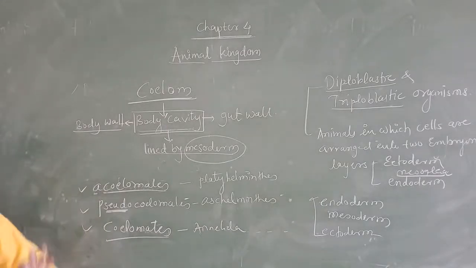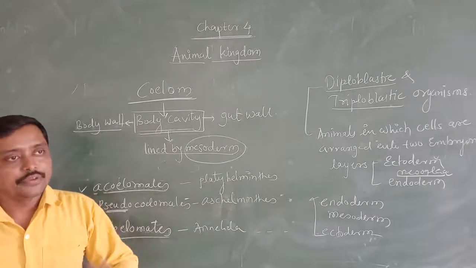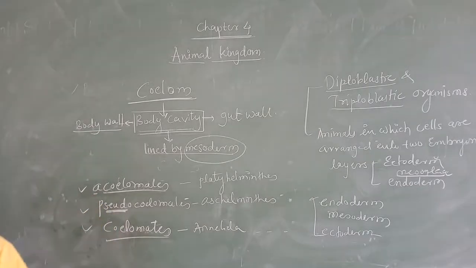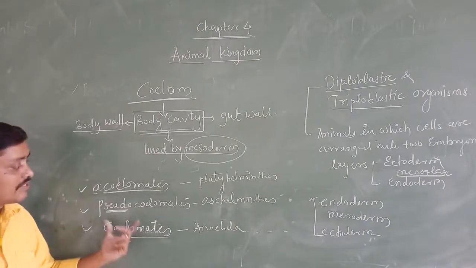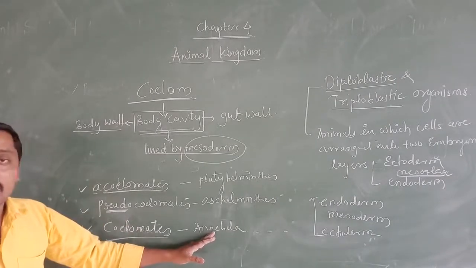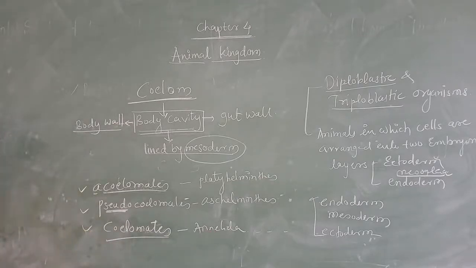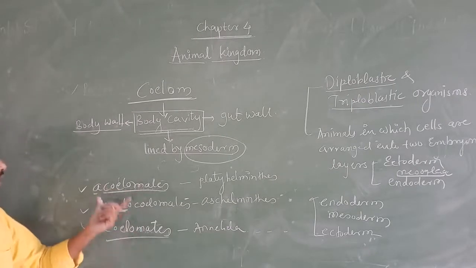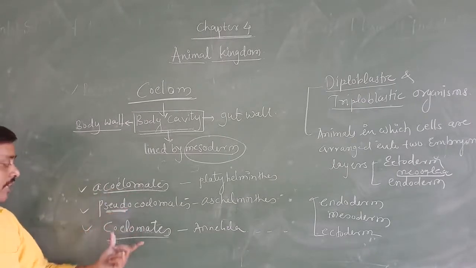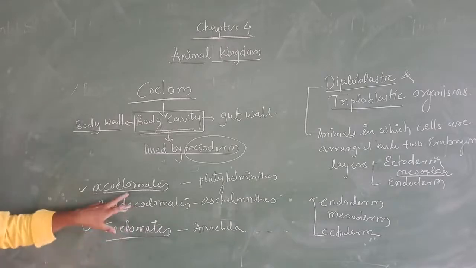Coelomates in the sense the organisms which have the body cavity and it is lined by the mesoderm. Such organisms are called coelomates. Example, annelids, arthropoda, mollusca, echinodermata, chordates, etc. All these come under the coelomates. So this is about acoelomates, pseudocoelomates and coelomates.